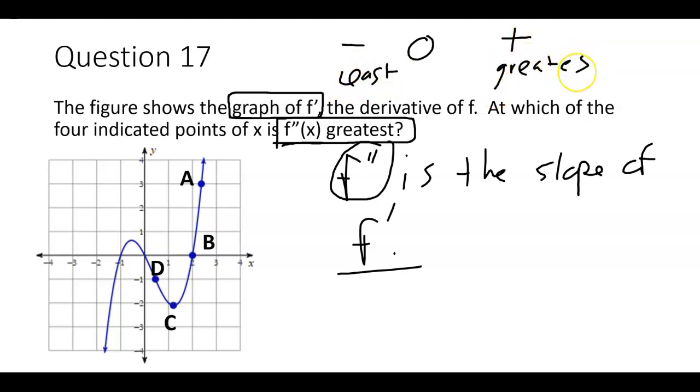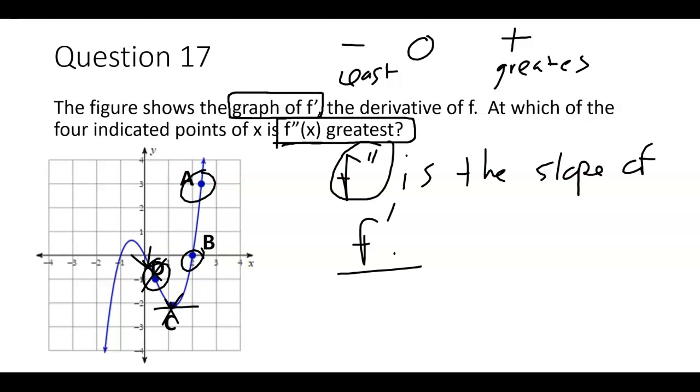And so let's take a look here. At this point we have a negative slope because the graph is moving in a downward direction. So that's probably not going to be the greatest one. Here, that's a minimum point, so that has a slope of 0. So that's probably not the greatest slope either. Now here we have a positive slope, and here we do as well. And so now the question you may be asking is, well, if they're both positive, how can we tell which one is greatest?